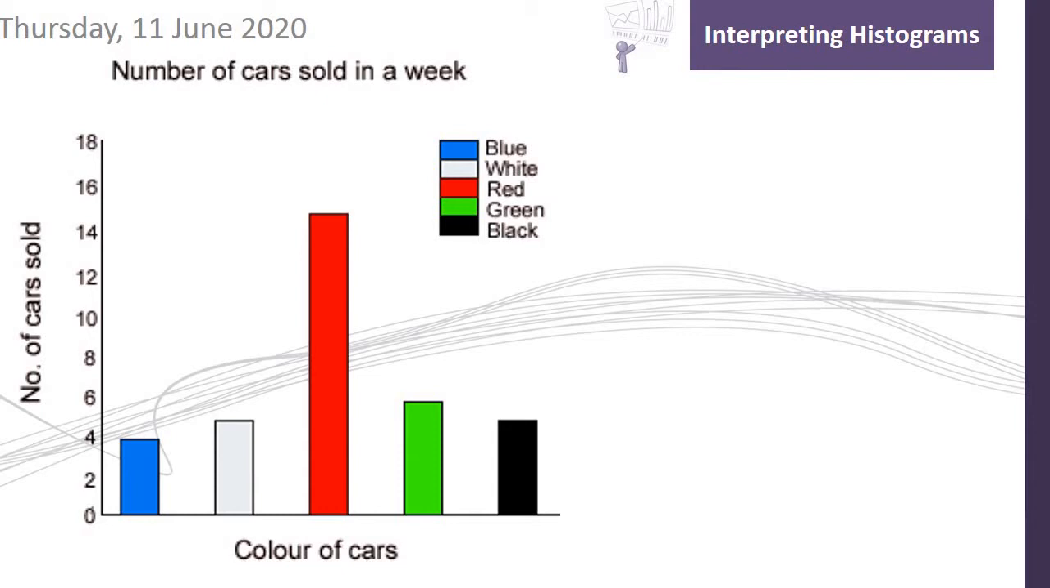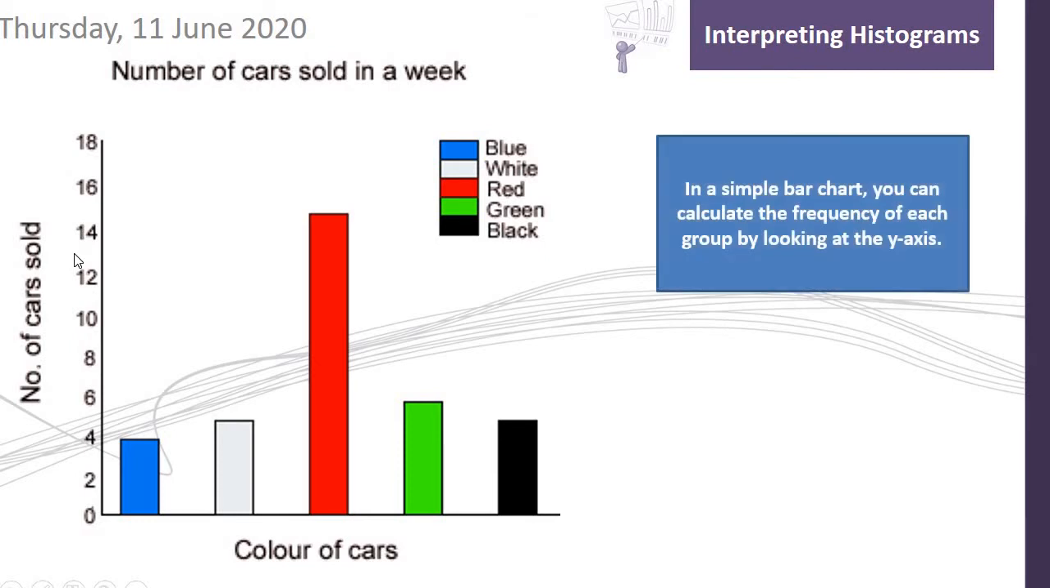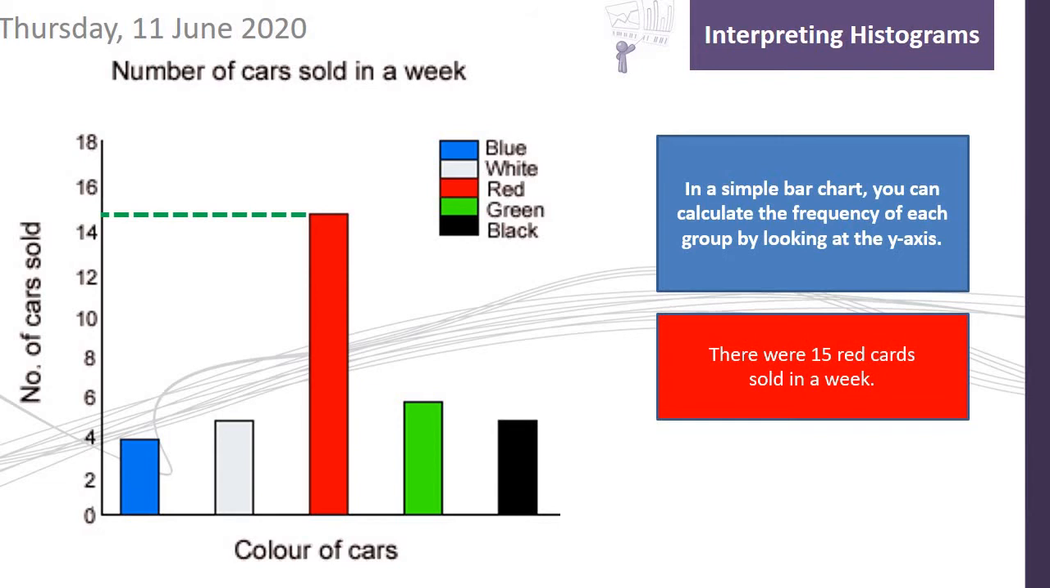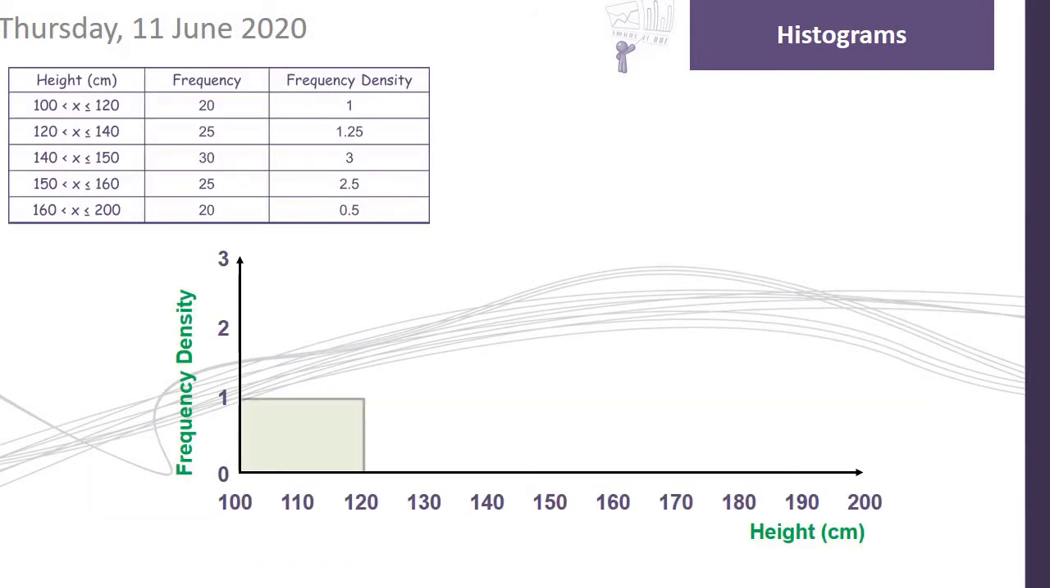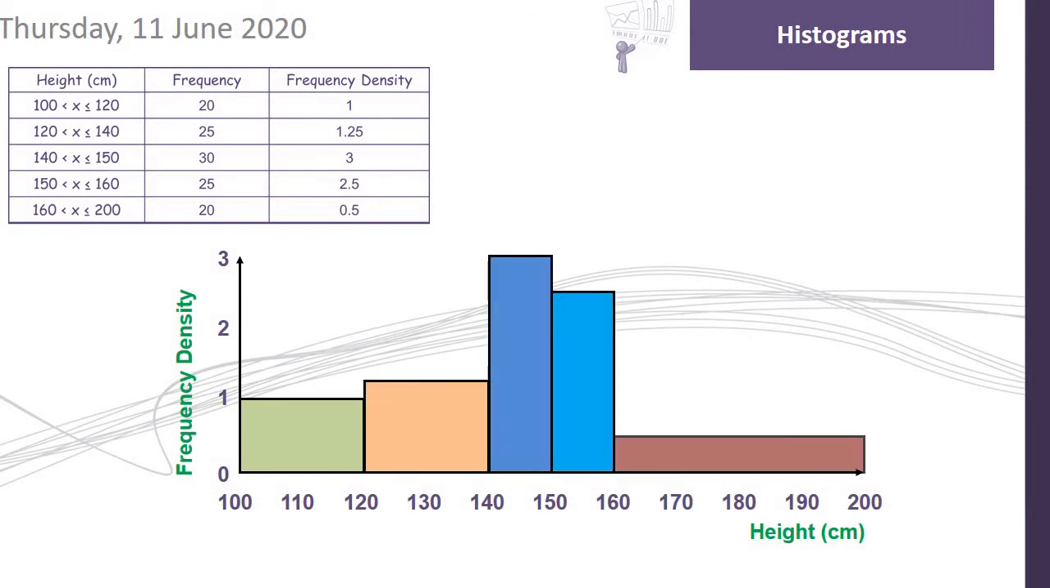A simple bar chart has the frequency on the y-axis, and they're obviously very straightforward to read. Just look at the height of the bar to determine the frequency. You can't do this with histograms. With a histogram, it is the area of the bar that tells you the frequency, and the y-axis has a frequency density. So the important thing to remember is that to work out the frequency, you find the area of the bar, and the y-axis will always have frequency density.